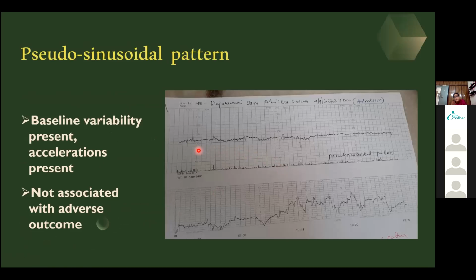So see, this appears to be a straight line. There is variability. So you are wondering whether this is a sinusoidal pattern, but you see this is not a smooth curve. This sawtooth appearance is there. So you can put it as pseudo-sinusoidal pattern.